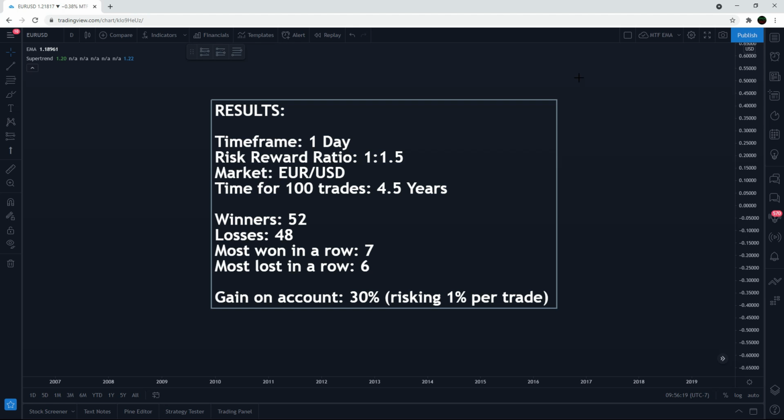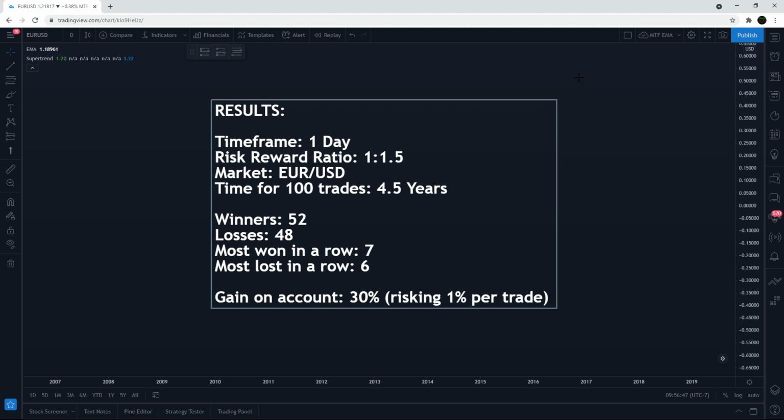This was done using a 1 to 1.5 risk to reward ratio on euro against the US dollar, and it took 4.5 years of price data to find the 100 trade signals, which is actually very low for a daily time frame strategy test. There were 52 winners and 48 losses. The most won in a row was 7 and the most lost in a row was 6. The gain on the account was 30%, and that's risking 1% per trade.